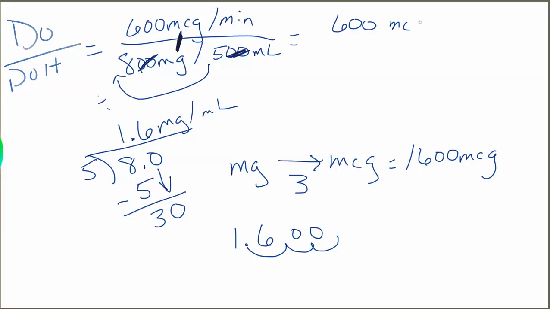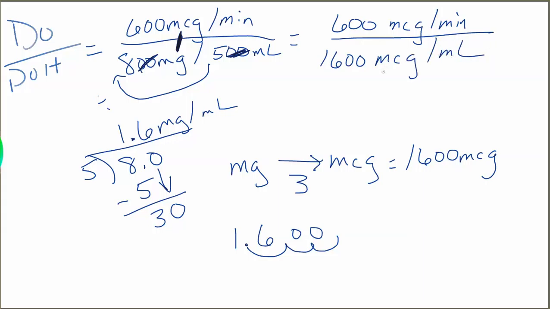600 micrograms per minute. We have 1,600 micrograms per milliliter. Looks a little familiar. Get rid of what we've got in common. I hate big numbers. We can get rid of those 2 zeros because we got them the same. And now we can divide the 16 on the outside of the 6, and we can figure this out.